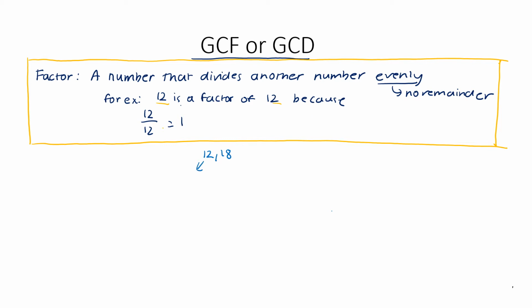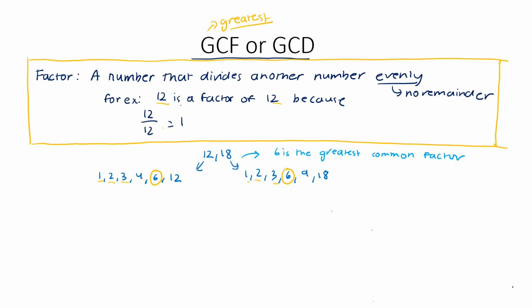So the factors of 12 are 1, 2, 3, 4, 6, and 12. And the factors of 18 are 1, 2, 3, 6, 9, and 18. And we can see that 1 and 1 match. There's 2 and 2. There's 3 and 3. But we need to find the greatest common factor. And the greatest out of this is 6. And so 6 is our greatest common factor between 12 and 18.